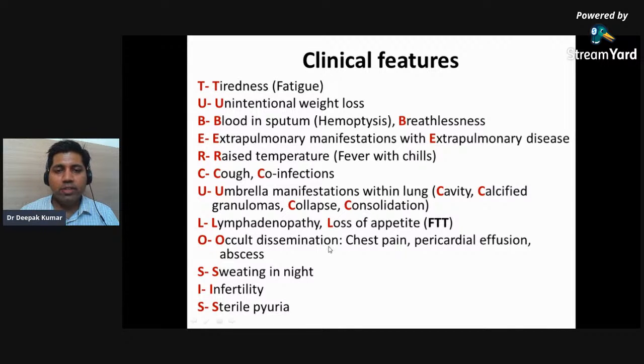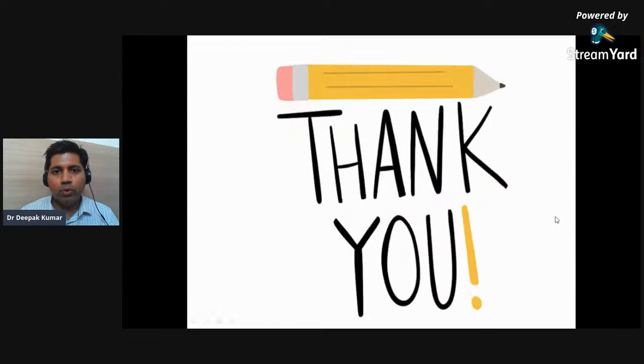Okay, so these are the manifestations with which tuberculosis can present, especially the clinical features. Just a short slide. I wish this will help you retain more in your memory when you want to answer and recall. That's it from this slide.